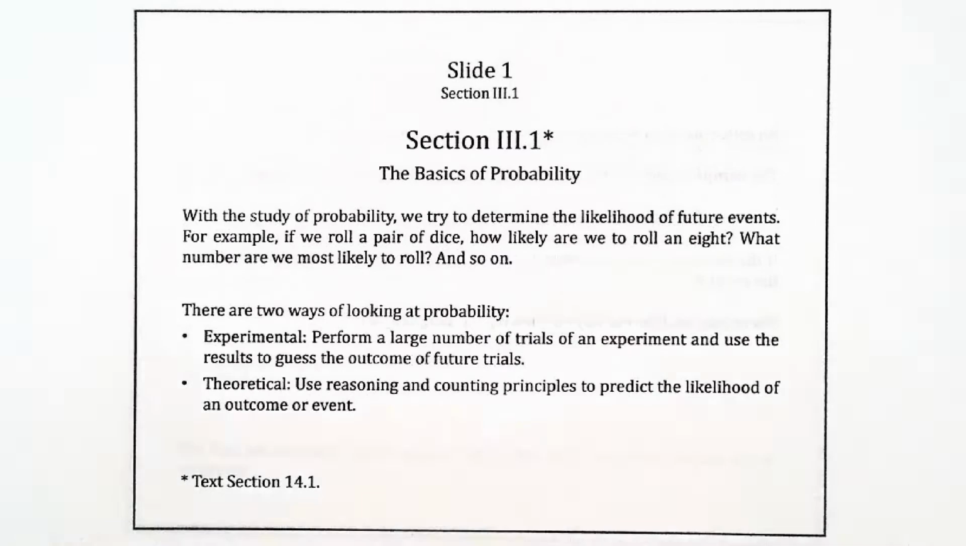And there are two ways of looking at probability. The first is the experimental view, in which you perform a large number of trials of an experiment, and then you use the results to guess the outcome of future trials. A simple example would be if we want to figure out how likely we are to get heads up, I'll just toss a coin a bunch of times and count how many heads up I get. And I would use that to determine how likely I am to get heads up in the future.